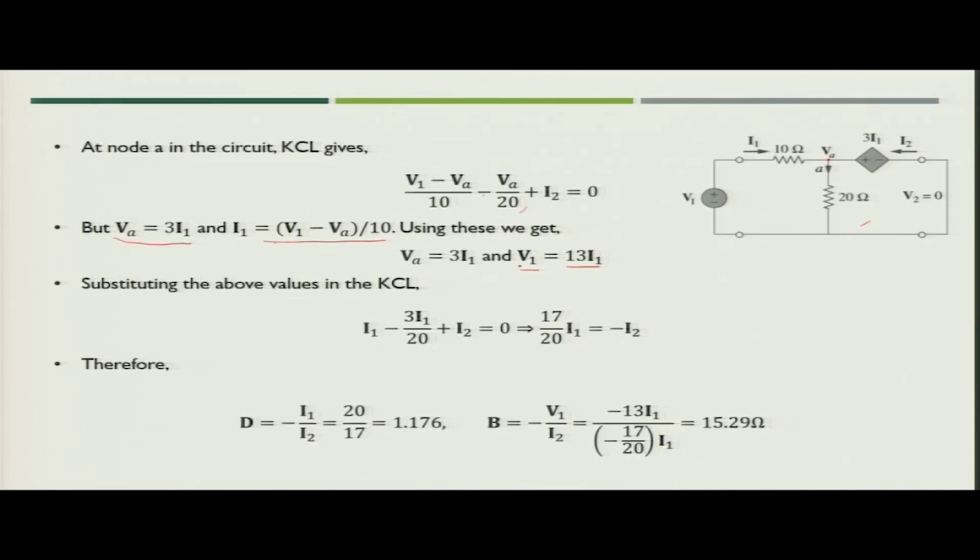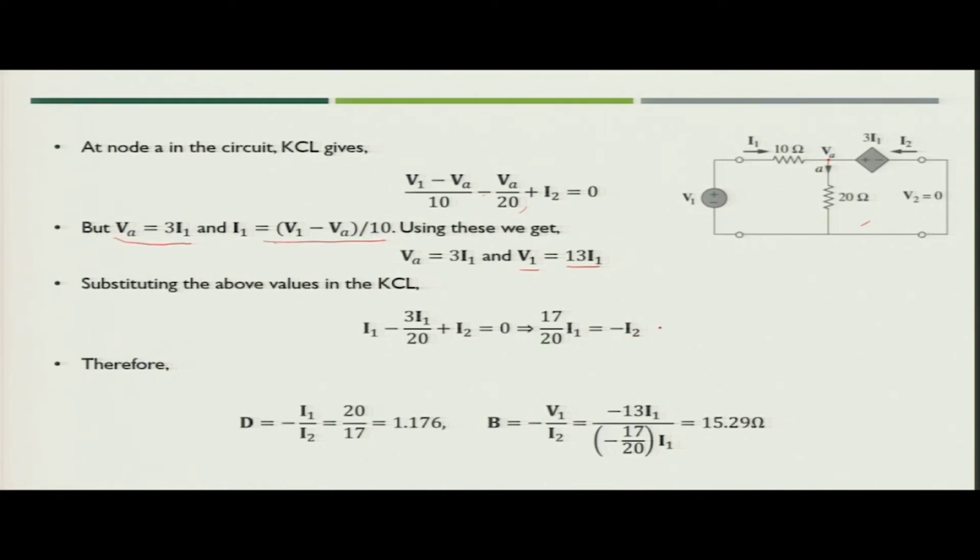Now, what you have to do? You have to put the values of V1 and VA in this equation. So, (V1 minus VA) by 10 is anyway equal to I1, so we just put I1. VA is now 3 I1, so 3 I1 by 20 will be the current flowing through the 20 ohm resistance, plus I2 equal to 0. So, what you get? You get the output as I1 equal to minus 20 by 17 I2.